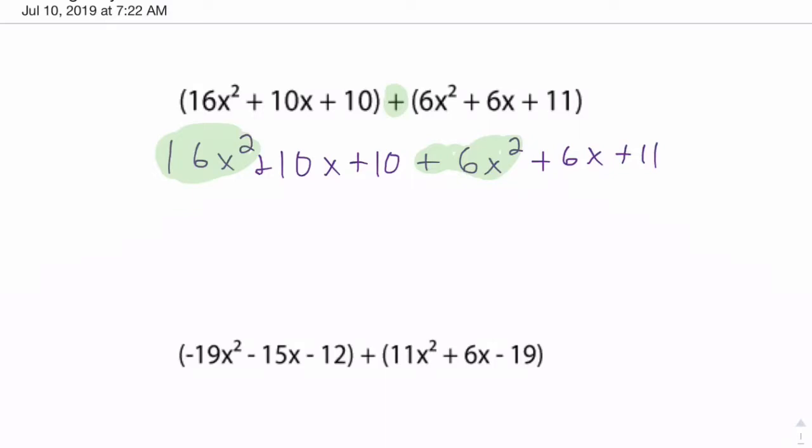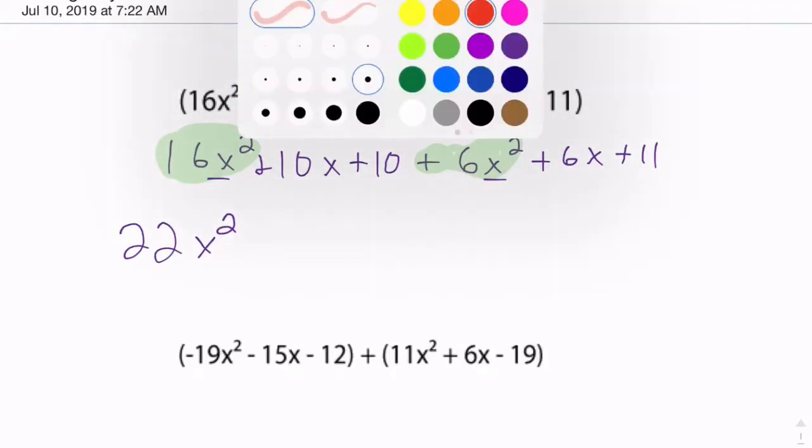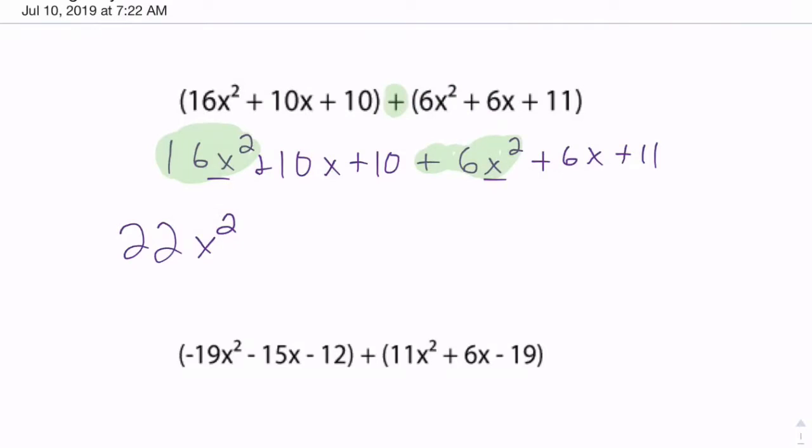When I combine those, the x squared stays as is. Think of it as 16 calculators plus 6 calculators gives us 22 calculators. We leave it as x squared. Our next like term would be the x's. So we have positive 10x and positive 6x. Again, think of it as 10 pencils and 6 pencils. When I add those together, 10 plus 6 is 16, again, pencils.